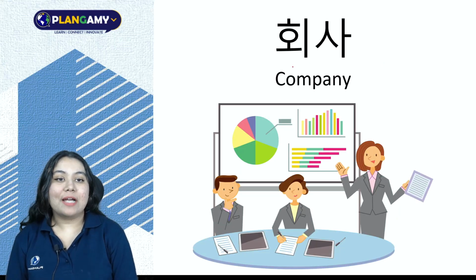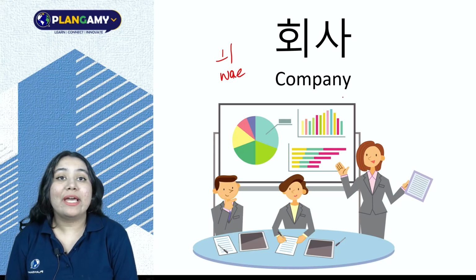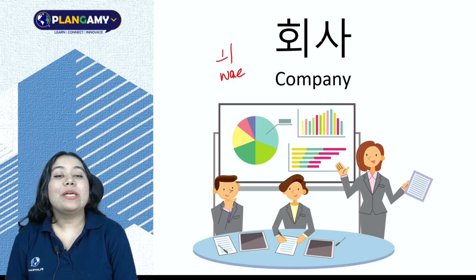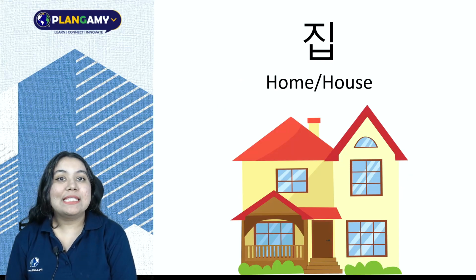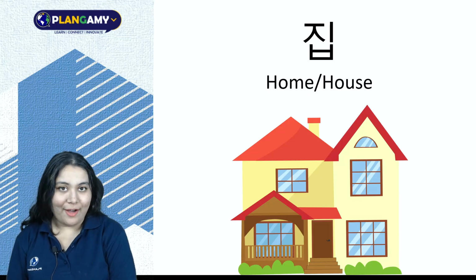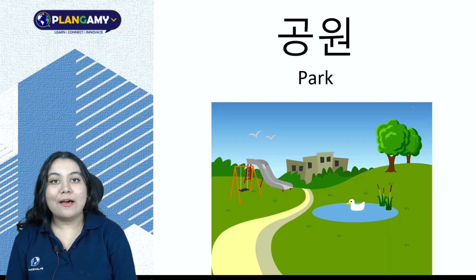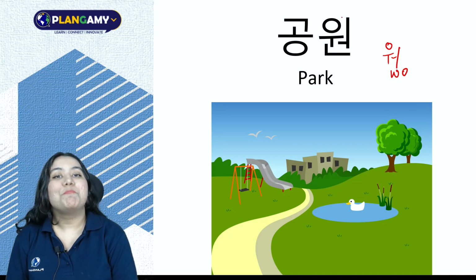Next we have 회사. 회사 is a company. OE gives me a we sound. Yes, we did 회사원, a company officer, a company employee. So 회사 is a company. Next we have 집. 집 is a home or a house. Continuing, we have 공원. 공원 is a park. U or gives me a wa sound. So 공원 is a park.